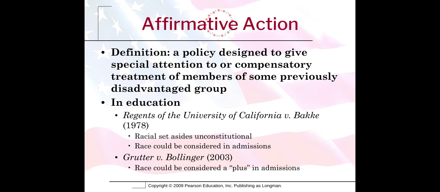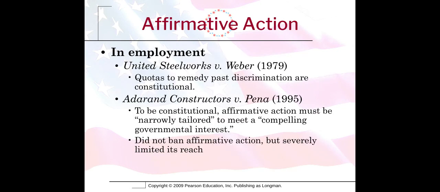In work, they at first said in the 70s that quotas were okay and constitutional, but then they kind of reversed that in the 90s with Adarand Constructors versus Pena, which basically said that you can only use affirmative action if it is narrowly tailored to meet a compelling government interest. So it pretty much said you have to have full-on proof it needs to be done or you can't do it. So affirmative action has kind of gone by the wayside.